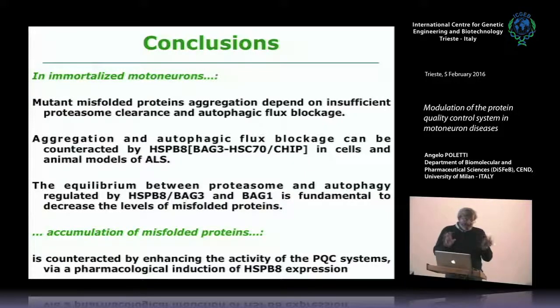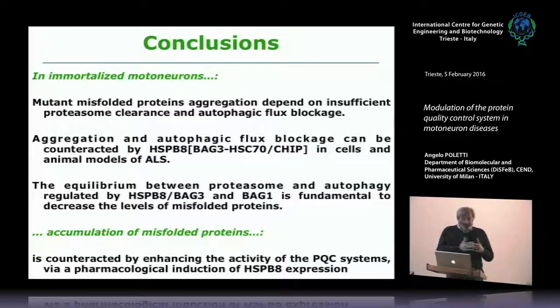This equilibrium, I didn't spend too much time on that, is finally tuned by the level of BAG3 and BAG1. We have the data that prove that. BAG1 directs the degradation to the proteasome, BAG3 with HSPB8 to autophagy, and this solves the problem of autophagic flux blockage. And we believe that if we induce even a single protein, but maybe a series of proteins that work in conjunction in motor neuronal cells, with small drugs, we can enhance the capability of these motor neurons to counteract the toxicity of misfolded proteins, so as to survive better in this condition for a longer time.